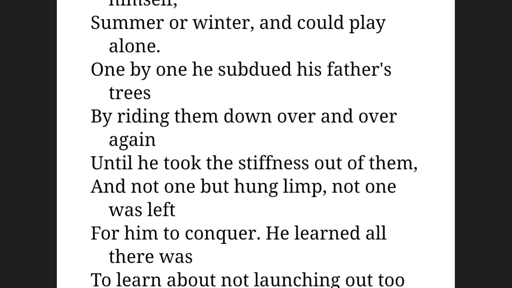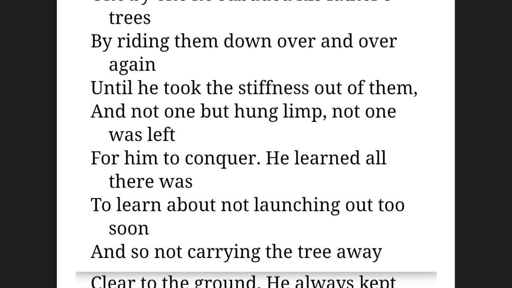And not one but hung limp, not one was left for him to conquer. So he did not spare a single tree. He tried bending all the birches one by one throughout the year. As a result, not a single one of these birch trees can be seen standing straight. He learned all there was to learn about not launching out too soon. Now see, when you are playing with the tree branches, you are bending them down. Why do you bend? For two reasons. One is if you want to swing from them, and the other is if you want to bend the tip of the branch down and then suddenly let go so that it goes up at high speed and straightens itself.